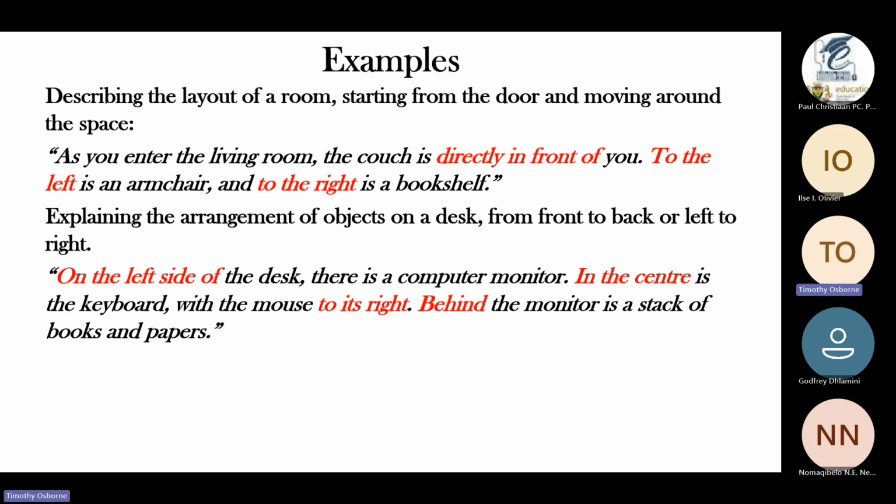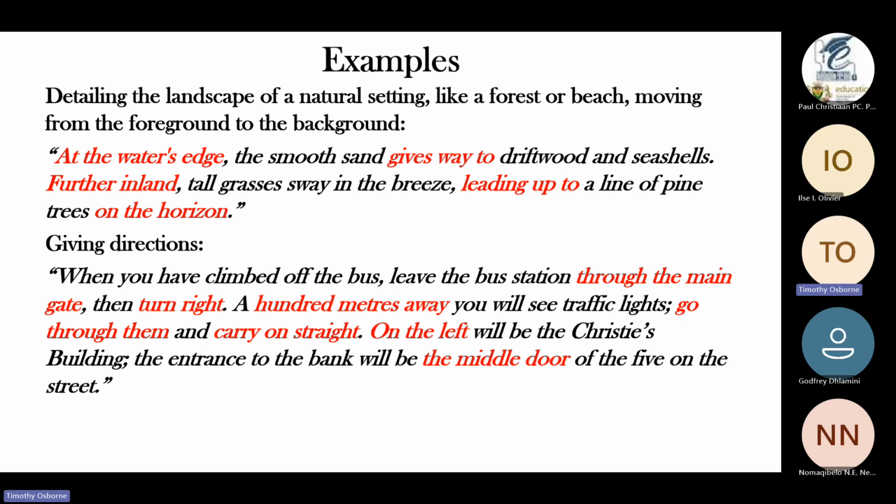Right, we were talking about this landscape of a natural setting. And here it says like a forest or beach. And in actual fact, we're going to move from a beach up towards a forest. Take a look at this. You've got there at the water's edge. Definitely a description of a place. The smooth sand gives way to what? Driftwood and seashells. Then further inland, tall grasses sway in the breeze, leading up to a line of pine trees where? On the horizon.